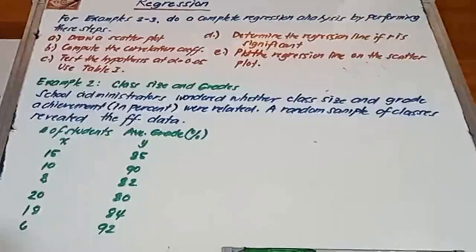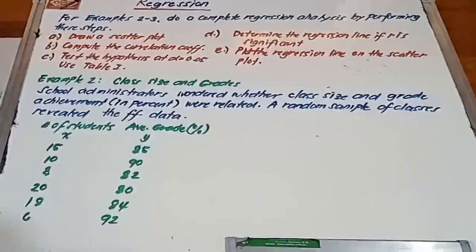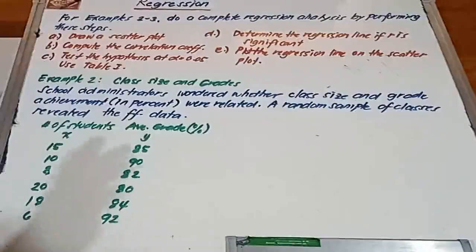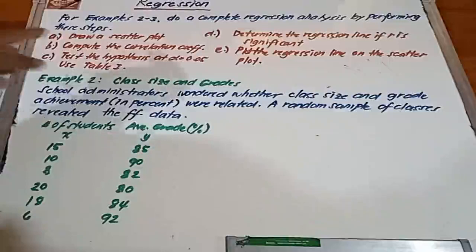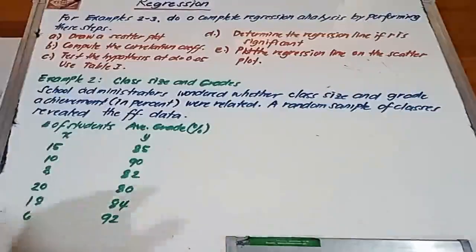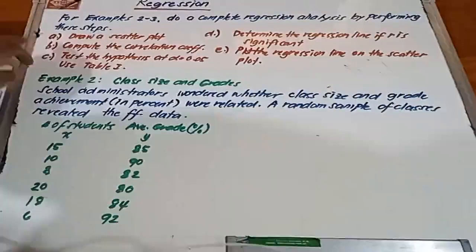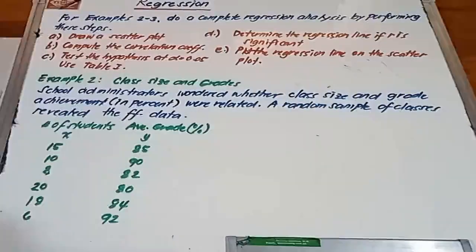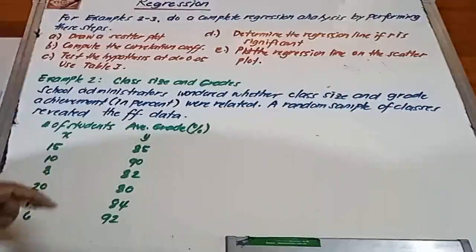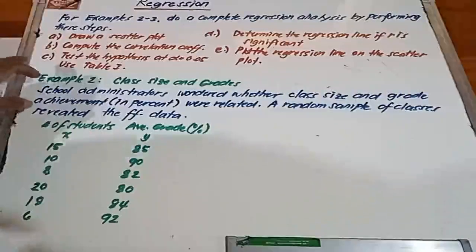So I'm going to give you another example for the topic regression. And ito yung gagamitin nating steps in solving examples 2 and 3. Okay? So it says, do a complete regression analysis by performing these steps. Letter A, we're going to draw a scatter plot. B, compute the correlation coefficient. And C, test the hypothesis at alpha equal to 0.05. And we're going to use table I.